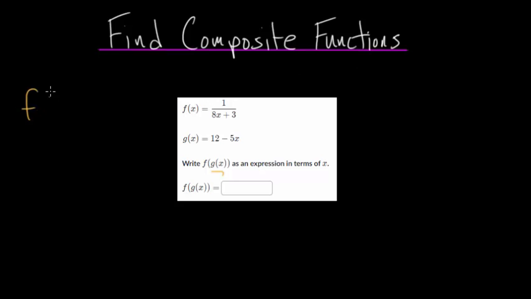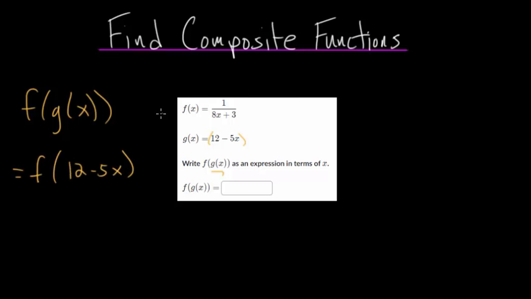We want to find f of g of x. So g of x is our inside function. For these, I'm just going to replace g of x by its entire equation. So instead of asking what f of g of x is, I'm now asking what f of 12 minus 5x is. And in my function f of x, anywhere I see an x, I'm going to replace it with this entire expression. Like I said, these can get a little bit messy, but they're straightforward if you're slow and careful.